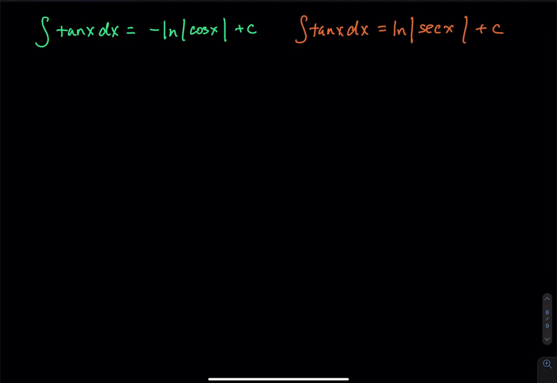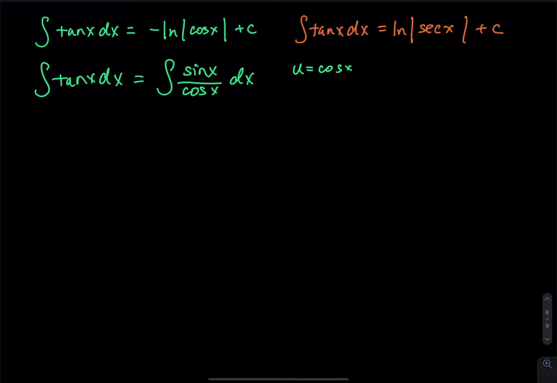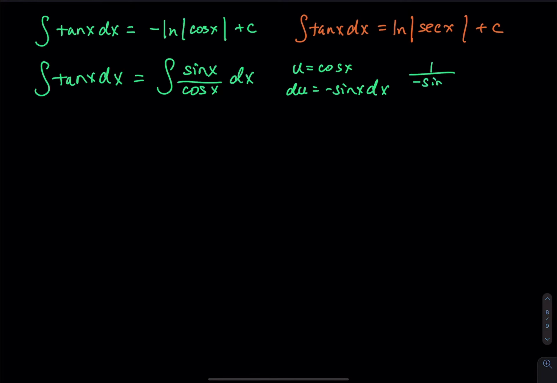The way I integrate tangent is, I have the integral of tangent x dx, and then I put that as the integral of sine x divided by cosine x dx, and then I will just do a u substitution. I let u equal cosine x, du is equal to negative sine of x dx, and then 1 divided by negative sine of x du equals dx, and then I do a change of variable.